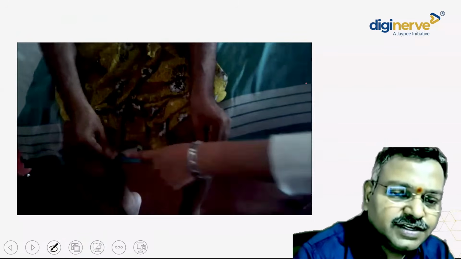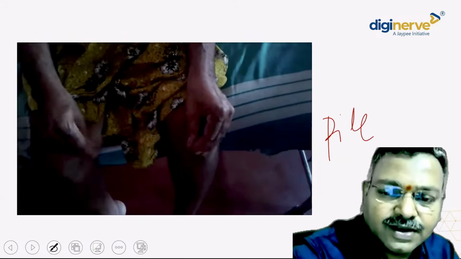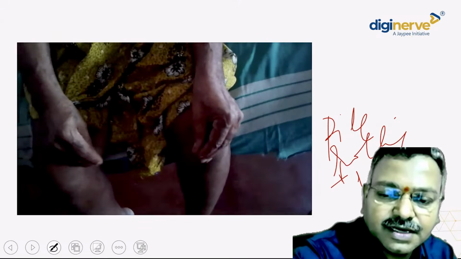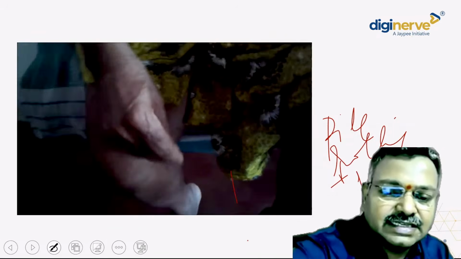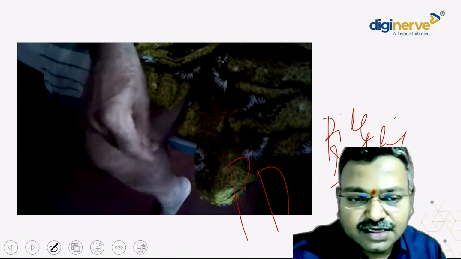So here you can see a very characteristic, what we call the pill rolling tremors. Resting tremors, pill rolling tremors, classically seen with Parkinson's disease. You can see that the classical pill rolling tremors, resting tremors that you see.